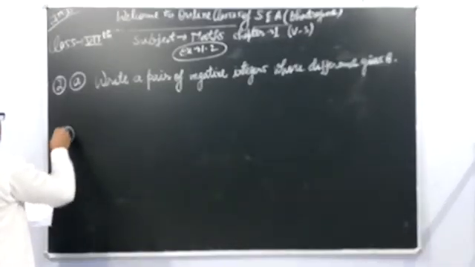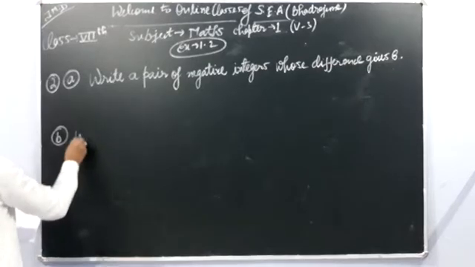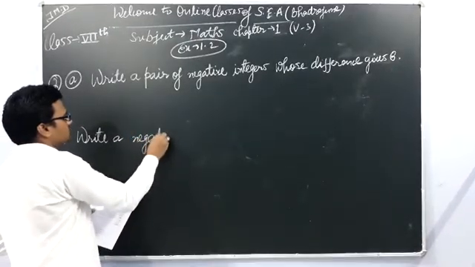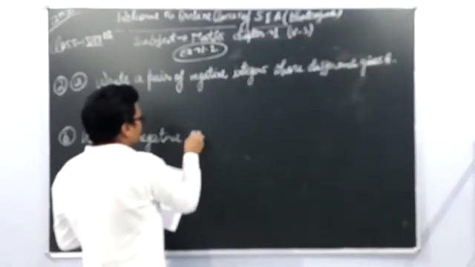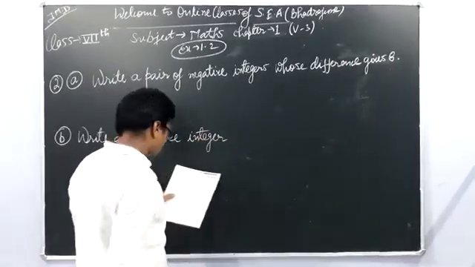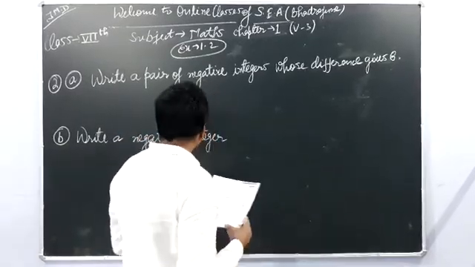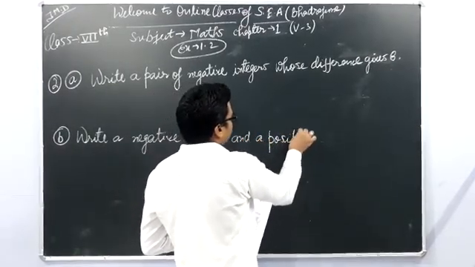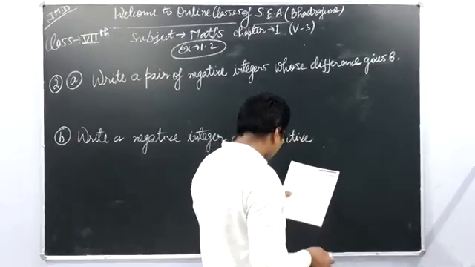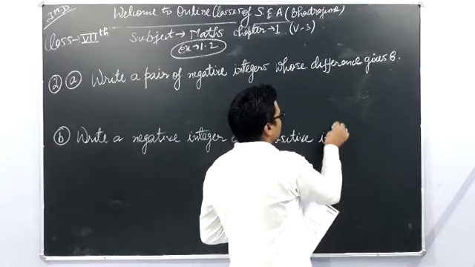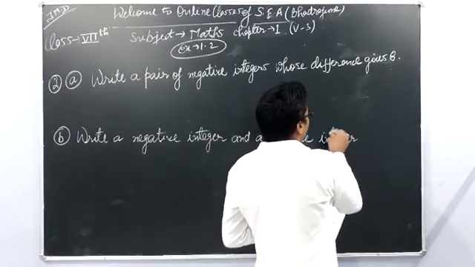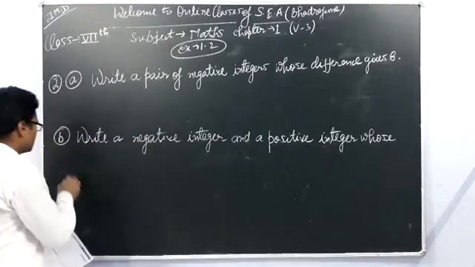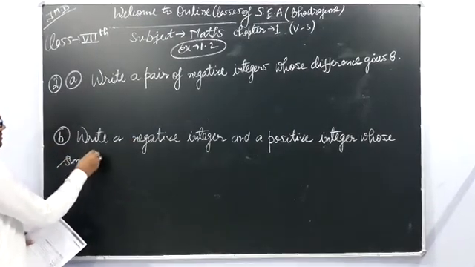After that, this is B, which is: write a negative integer and a positive integer whose sum is -5.